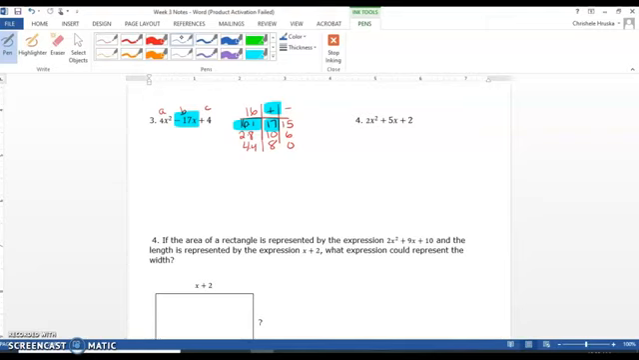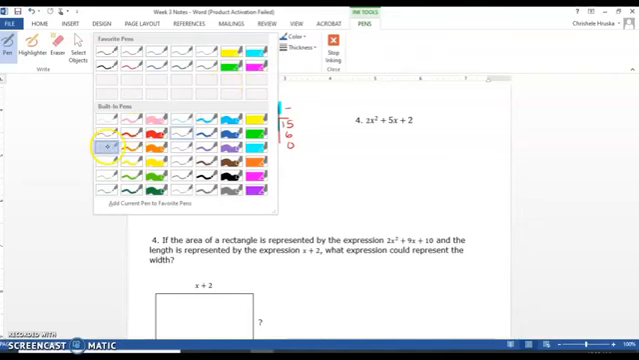So how am I going to get 17 from 16 and 1? Well, I need to get negative 17. So I need negative 16 and negative 1 to give me negative 17. So I have 4x squared minus 16x minus 1x plus 4.